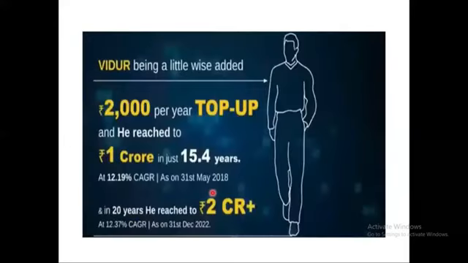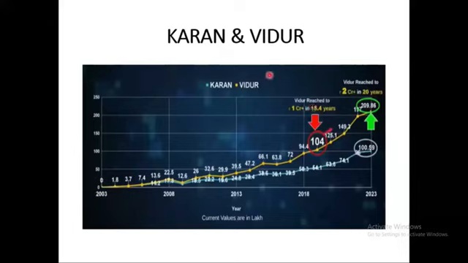He wanted to top up every year 2,000 rupees. So within 15 years only, he is able to create a corpus of 1 crore rupees. After 20th year, he has created a corpus of 2 crore rupees. If you look at the Karan and Vidur, he is able to reach 1 crore mark in 15th year only. Karan, he reached at 20th year. In 20th year, Vidur has reached to 2 crore corpus. The major reason is he has been doing top up.